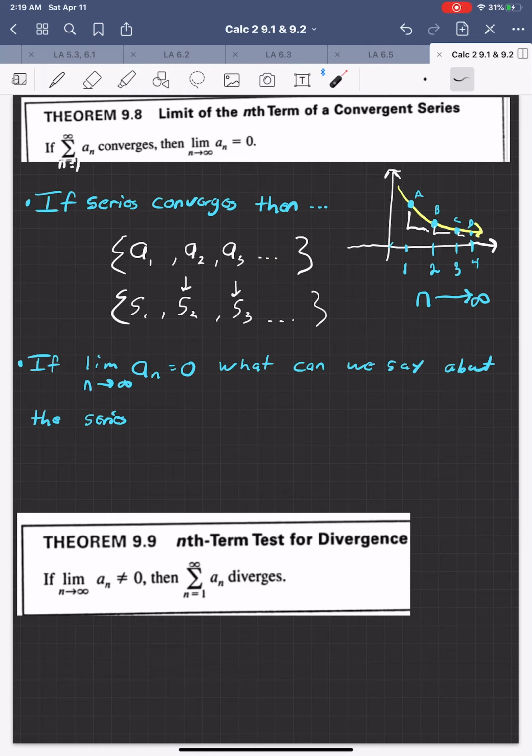Okay. Now that is what the theorem tells us. If it converges, then in the limit as n goes to infinity, a sub n is 0. Now, what does it not tell you? So what if we know that the limit as n approaches infinity of a sub n is 0? What if we know this? Then what can we say about convergence or divergence? Nothing.